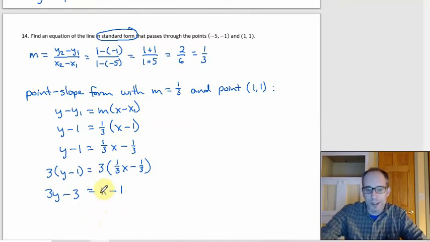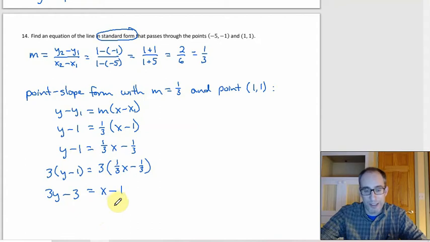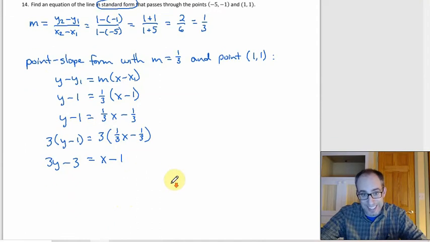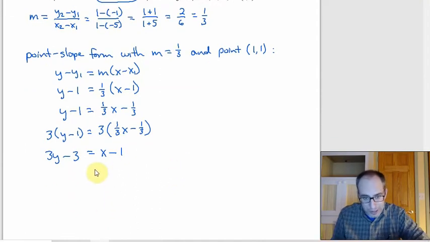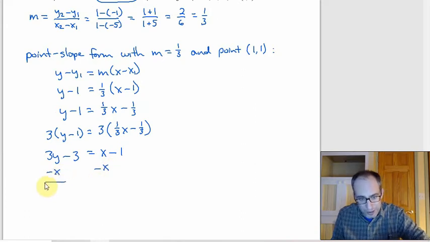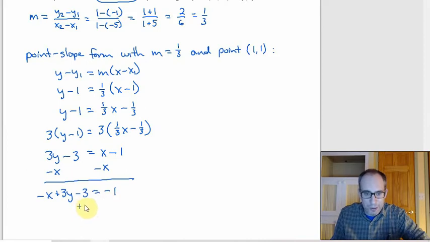Then, let's see, we want to get x and y on the same side and the constant on the other if we're going to get this in standard form. So I guess I'll get the x and the y on the left. So I'll subtract x from both sides, and we're going to have negative x plus 3y minus 3 equals negative 1. And then we want the constant on the right, so add 3 to both sides, and we're going to get negative x plus 3y equals negative 1 plus 3, which is 2.